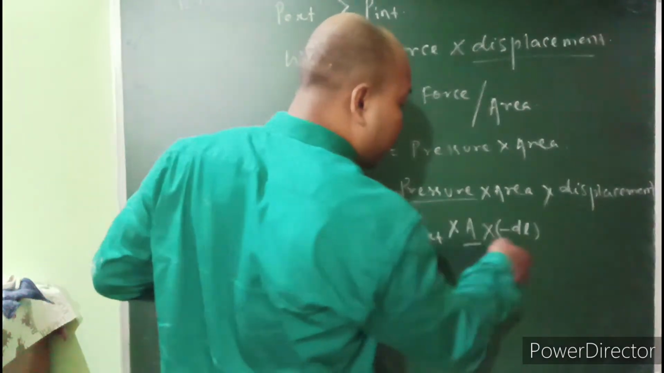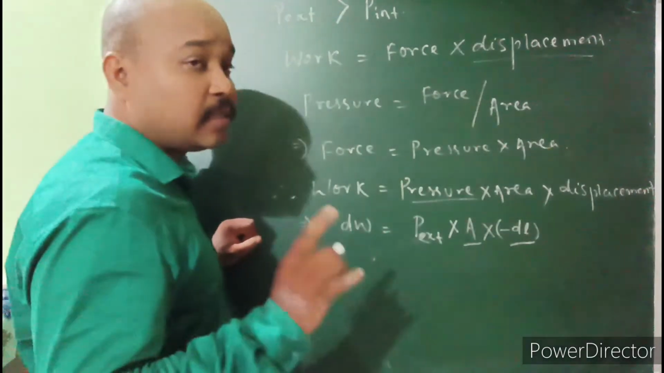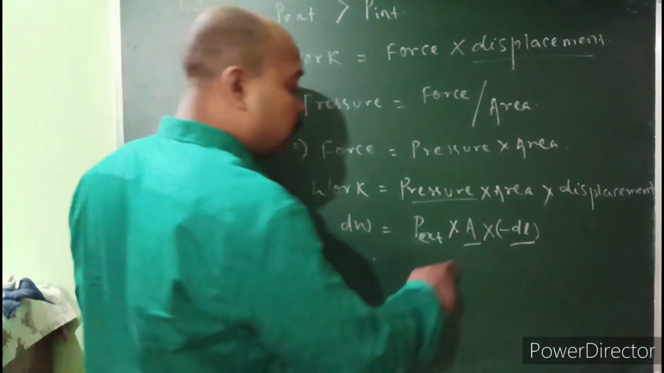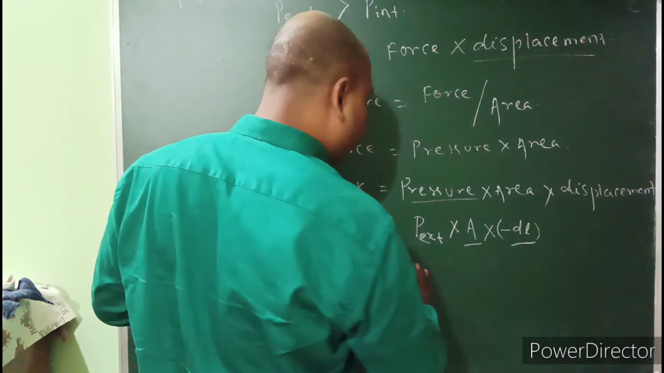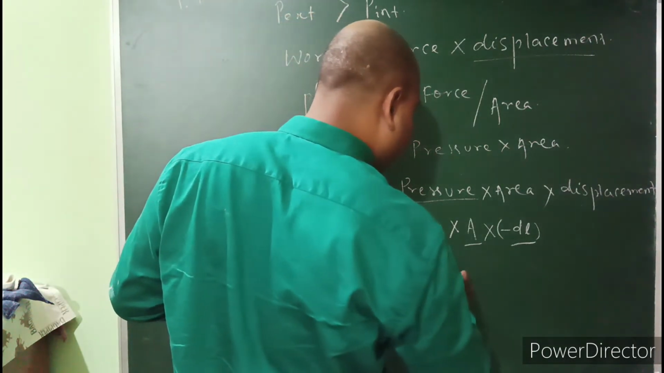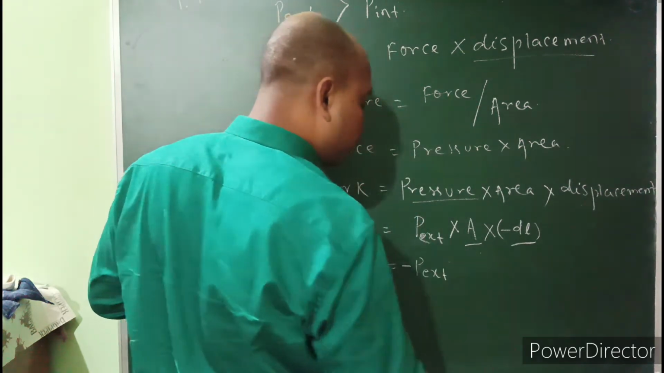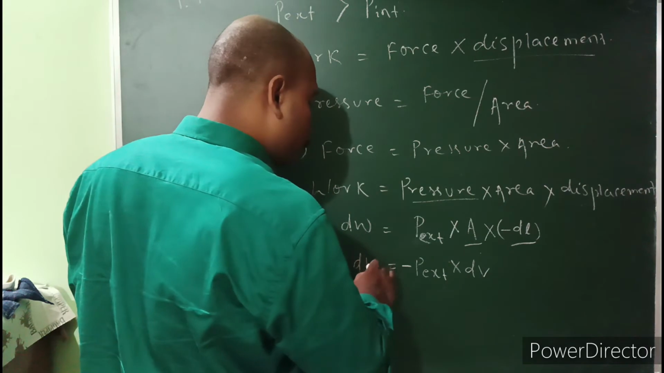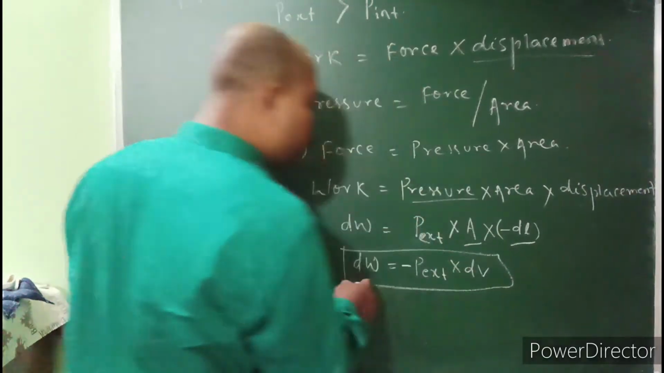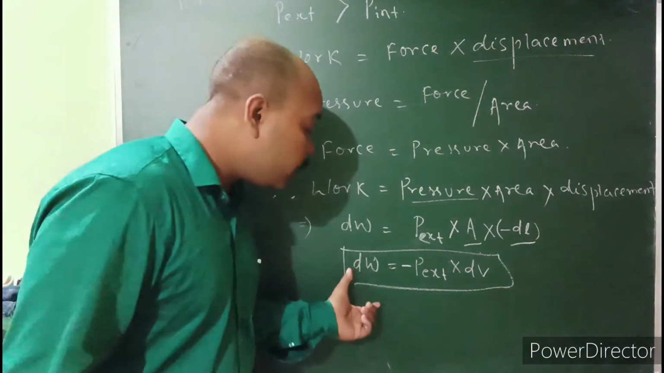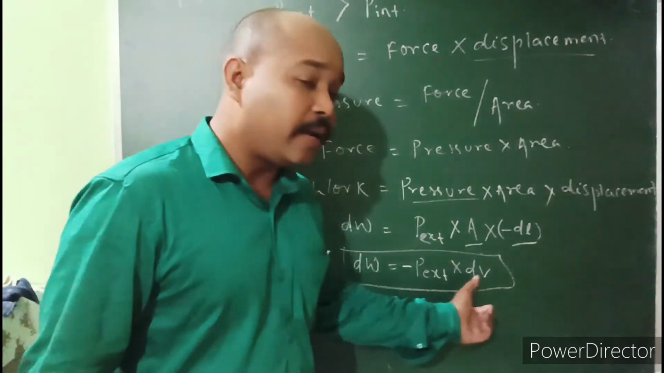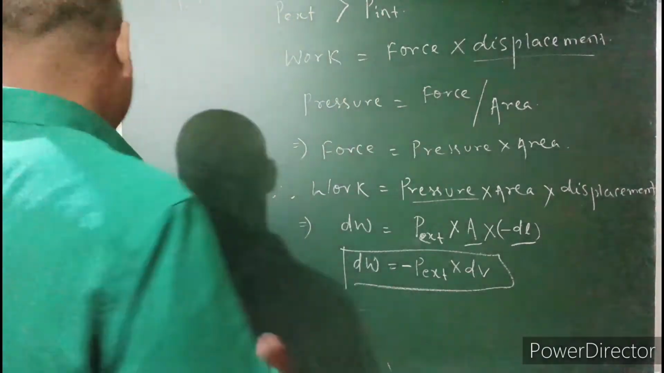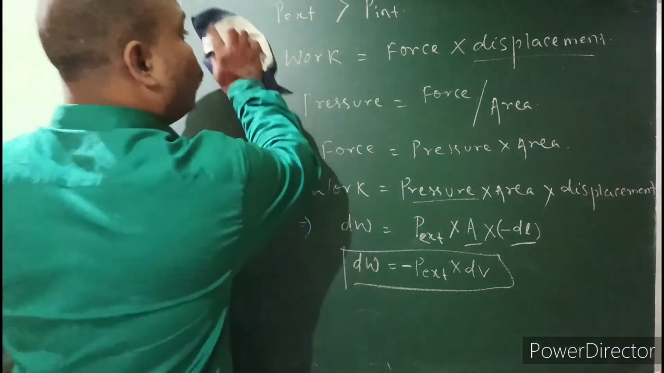Now, area into length is considered as volume, that's why it is change in volume, dV. Now we will write P external, minus taken first, into dV is equal to dW. This is our formula, that dW equals to minus P dV. Now we will proceed further.